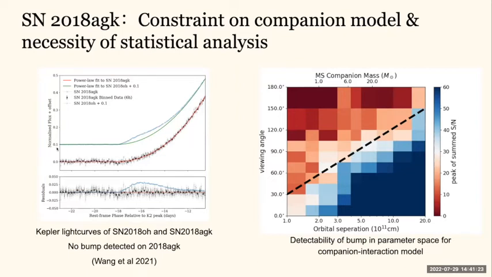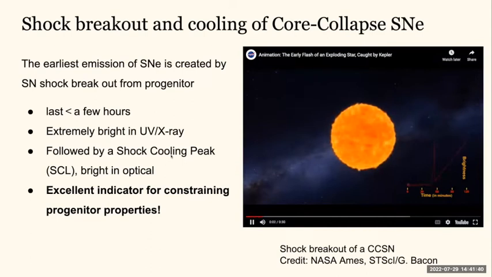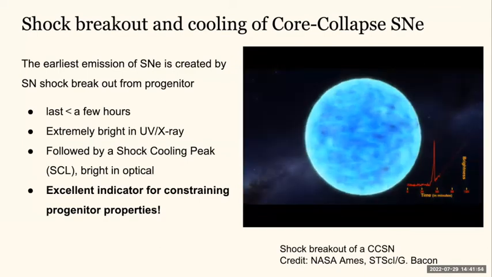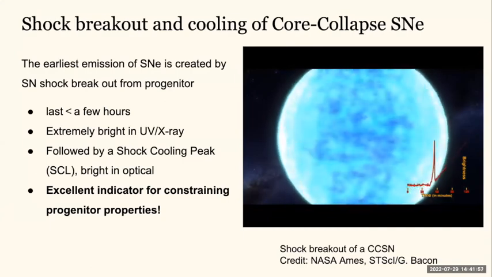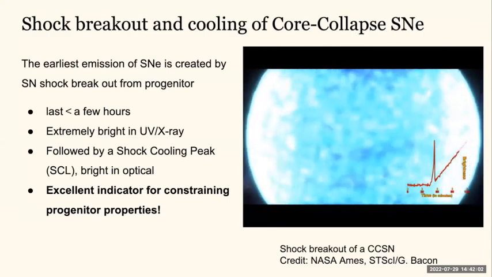Okay, next I'm going to talk about the scenario for core collapse supernovae. As many of you may know, this video shows the so-called shock breakout light curves. When the supernova shock reaches the surface of the progenitor star, it will suddenly break out and create a very bright flash, very bright in UV and X-ray, lasting for less than a few hours. And such a signal is hard to catch even with TESS and Kepler.